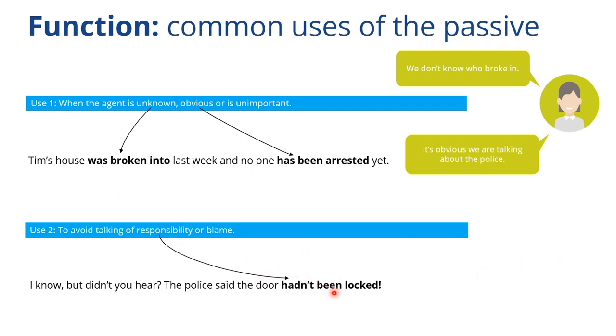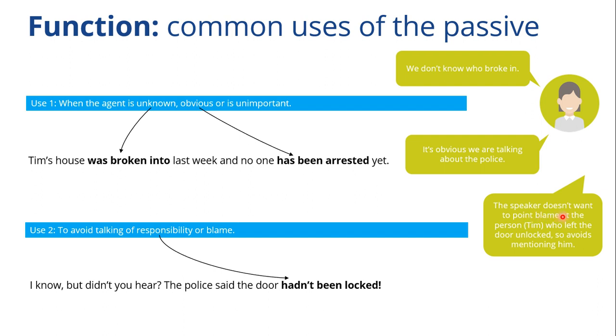Who is responsible for this? We know it. The speaker doesn't want to point the blame at the person. The speaker doesn't want to say Tim left the door unlocked. So the girl just avoids mentioning Tim. Notice how the passive voice can be in all tenses and all structures. And this is our discussion after this.